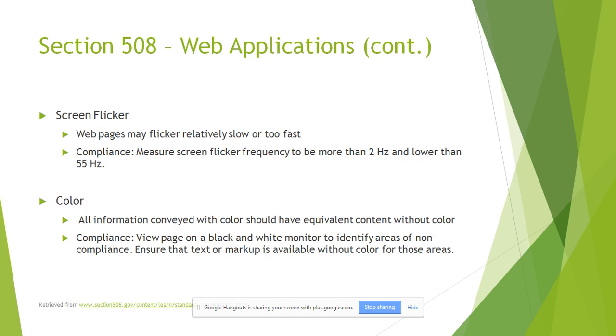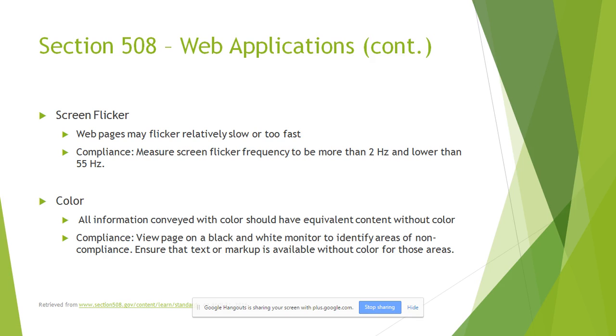The next section is screen flickering. There's only one part of Section 508 that deals with this, but web pages may cause the screen to flicker too slow or too fast. Compliance means that they have to measure the screen flicker frequency to be more than 2 hertz and less than 55 hertz.